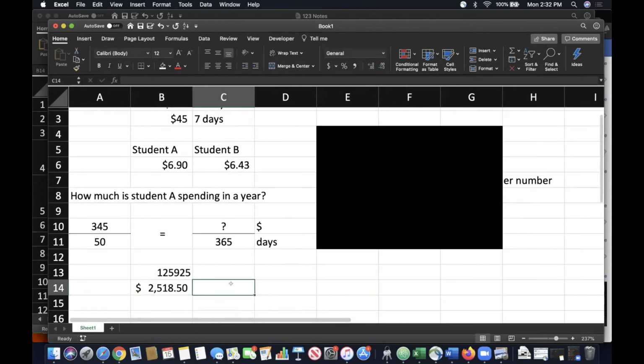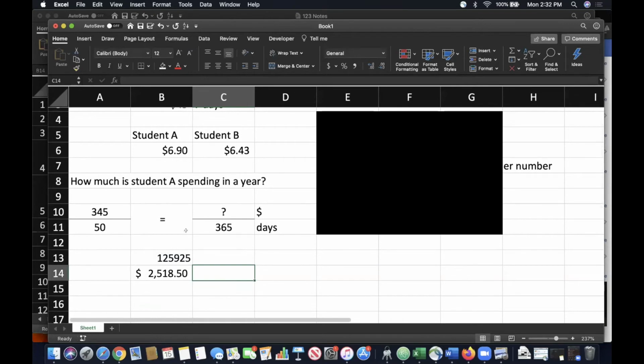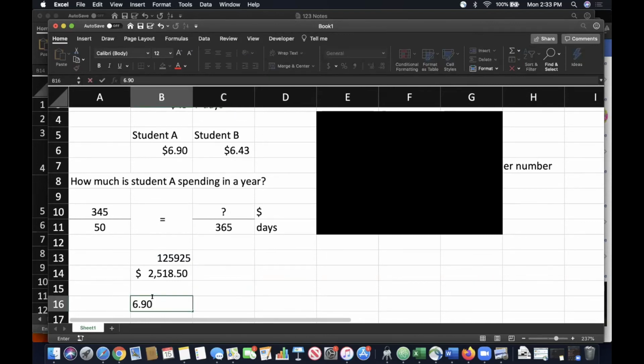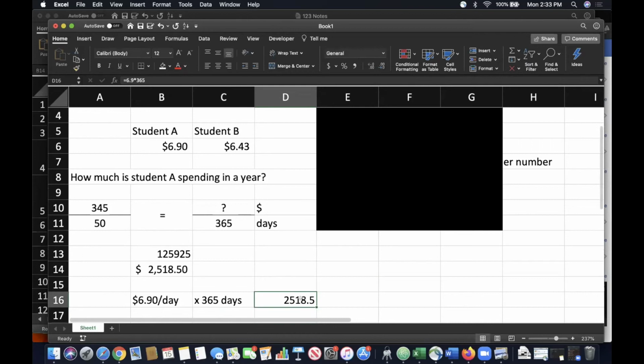Okay. Does anybody find a second way to do the problem that doesn't involve setting up a proportion? You could just multiply it by 365. Multiply what by 365? The $6.90. Right. And that's the beauty of having that ratio, right? If it's $6.90 per day, then if I just multiply by 365 days, that gives me how much I would spend in a year. And we can prove it to ourselves and see that we get the exact same number.